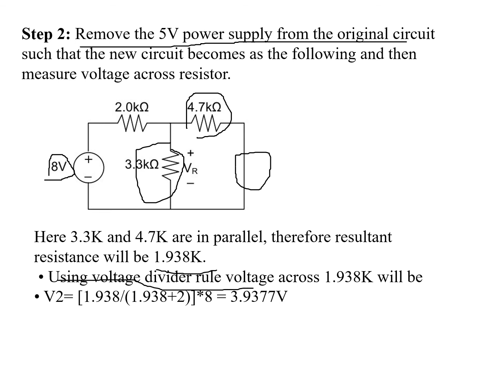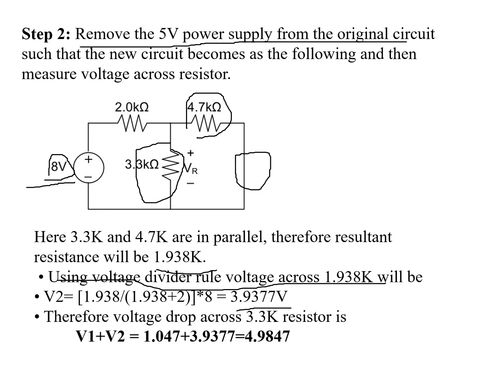Similarly, we will use the voltage divider rule, and we will find out the voltage, which comes out to be 3.9377 volt across this when this 8-volt source is on. Then in step 3, we will find out the resultant voltage across this. So by applying the superposition theorem, we say that it is simply the algebraic sum of the current or voltage produced by each source acting alone.